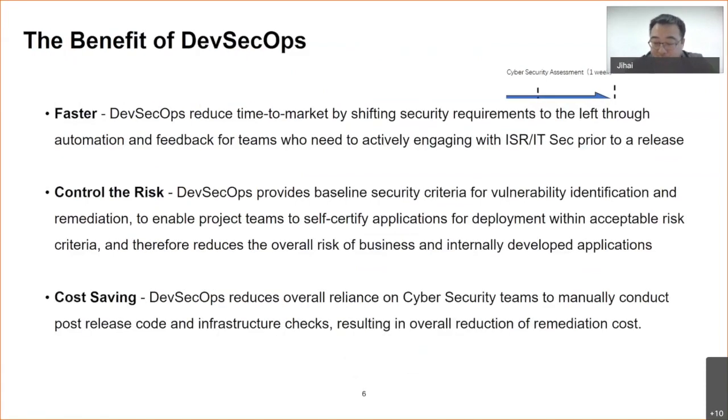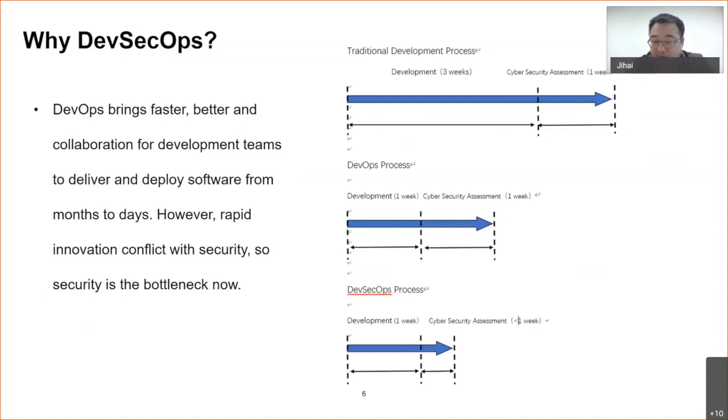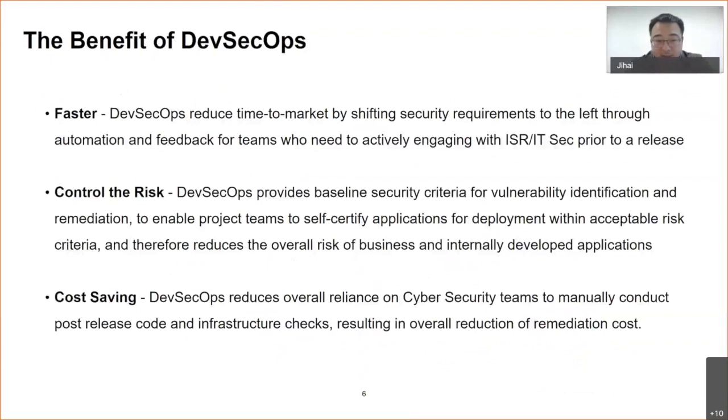So by doing DevSecOps, if we can find and fix the cybersecurity issues at an early stage, which means at the coding stage or maybe the testing stage, then we don't have to go back through this process again. This is the key thing for DevSecOps. The purpose of shift left is that we try to find and fix cybersecurity vulnerabilities earlier. Finally, this makes it faster, saves cost, and also controls the risk.